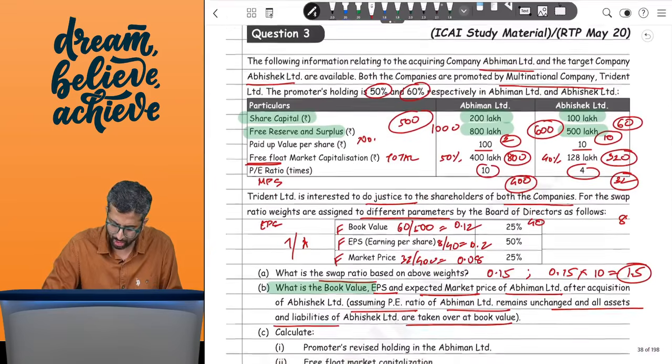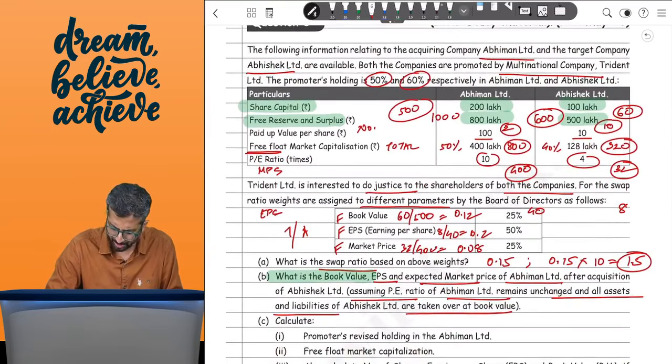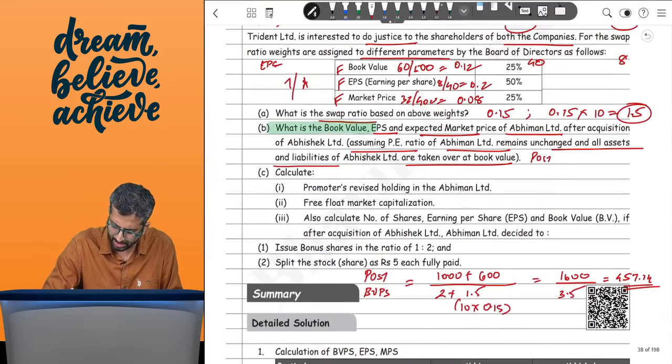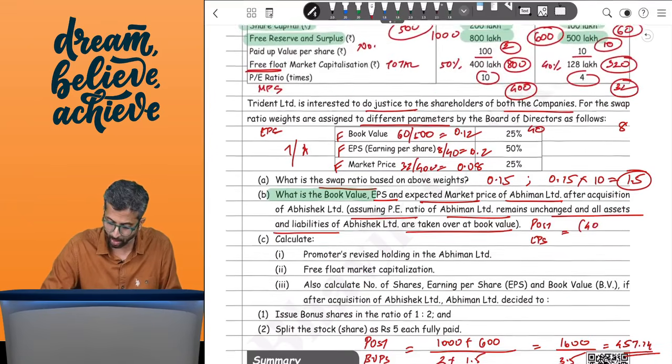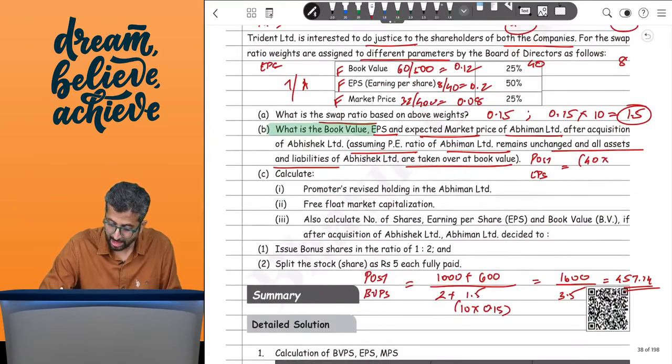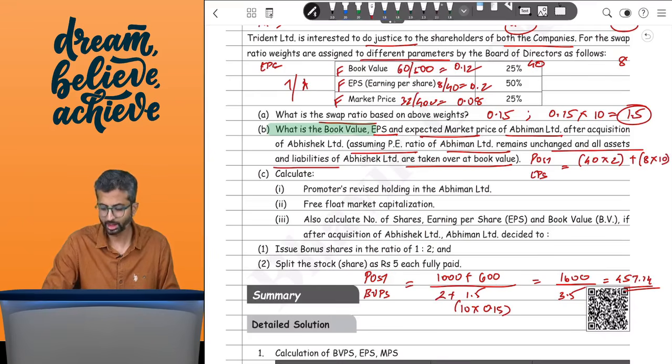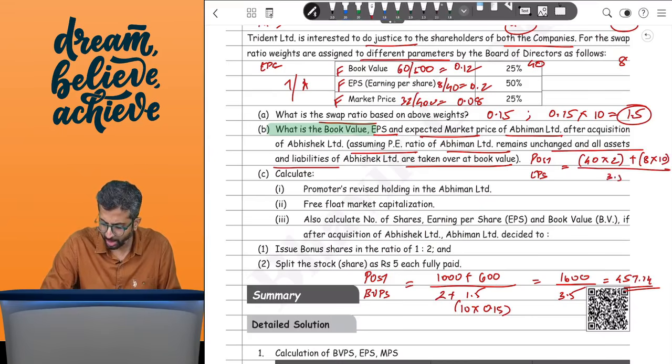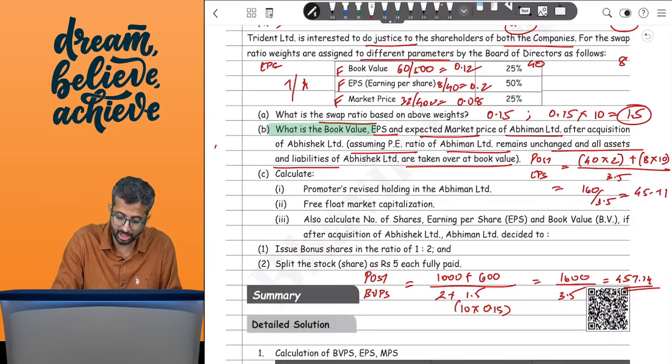Okay, next you have the EPS, which is I think relatively easier. That will take the pre-merger PAT, but I don't have the PAT, but I do have the EPS. So over here, if I want to find the post-merger EPS, I would say that is a pre-merger PAT. I don't have that. So 40 rupees, if I'm not wrong, was my EPS per share into there were 2 lakh shares, and there was 8 rupees, which is EPS, which was against I think 10 lakh shares, divided by again 3.5. So this is 80 and 80, this is 160 upon 3.5 comes to I think 45.71.